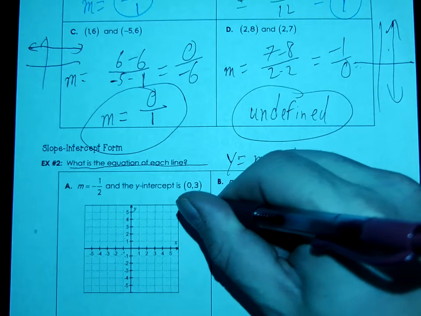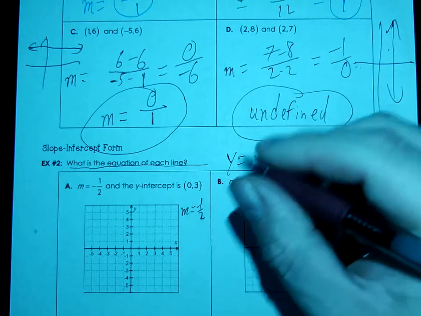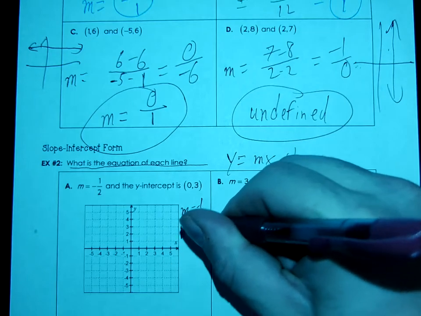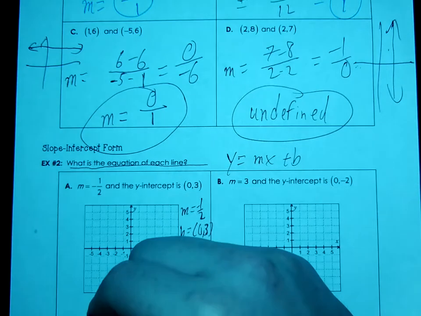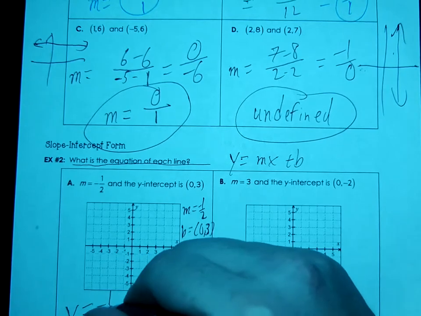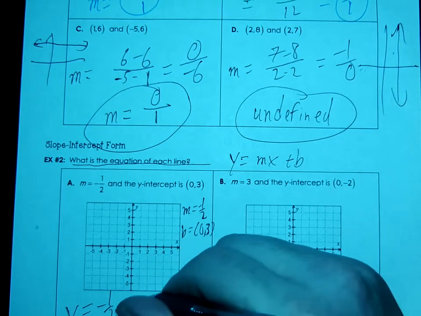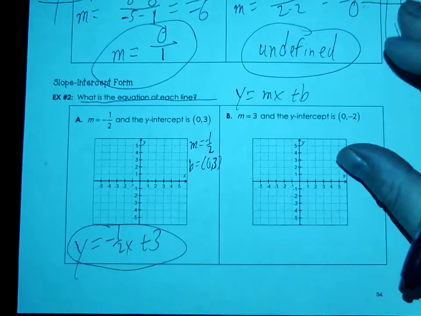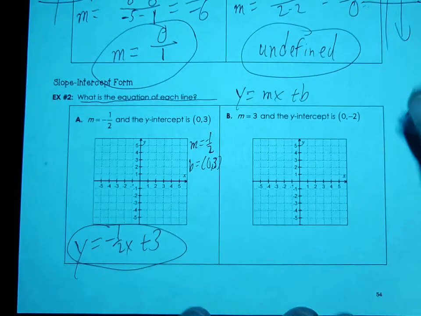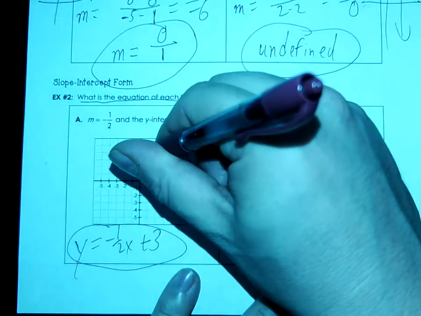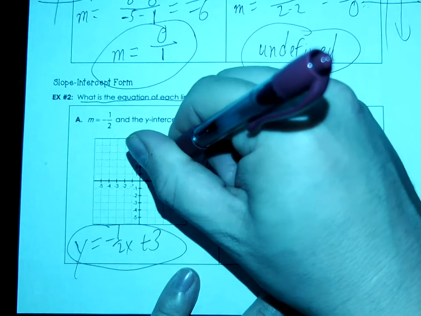m is negative 1/2, and your y-intercept is 0, 3. b is equal to 3. So for my slope-intercept form, y equals negative 1/2 x plus 3. I didn't need to graph. If I want to graph, which is kind of asking me to graph as well here, I'd start at 3 up and go down 1 over 2.